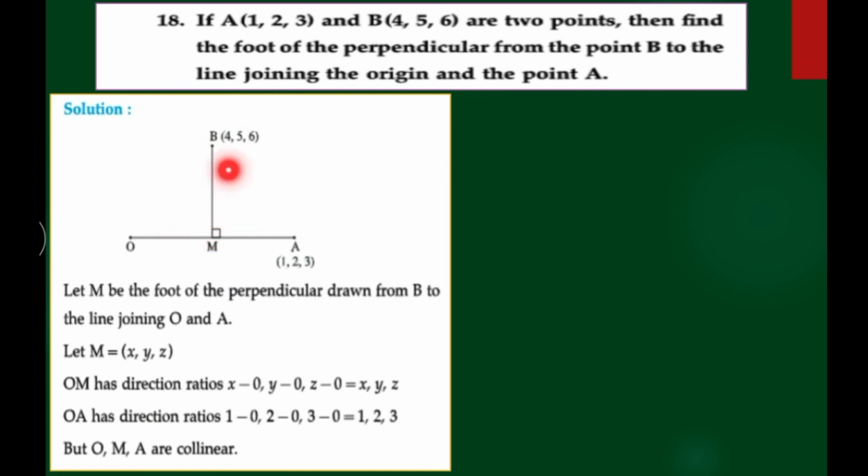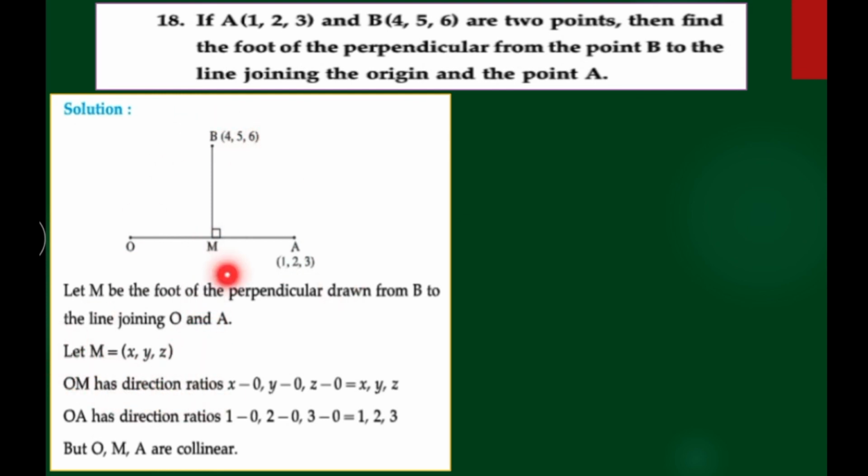Here is point B, whose coordinates are (4, 5, 6). We have to find the foot of perpendicular from point B. So here we consider the foot of perpendicular as M, on the line joining the origin and the point A. So this is origin O and this is point A. So this BM is perpendicular to this OA and M is the foot of perpendicular. So see how to write the answer.